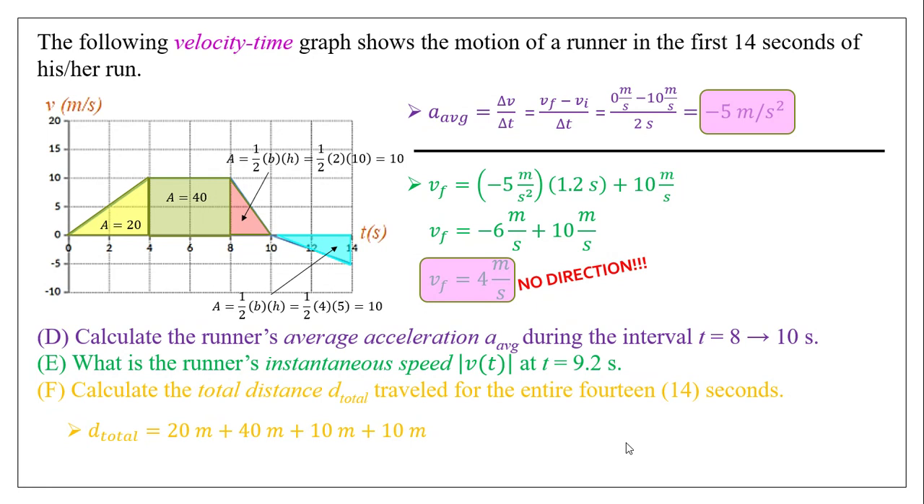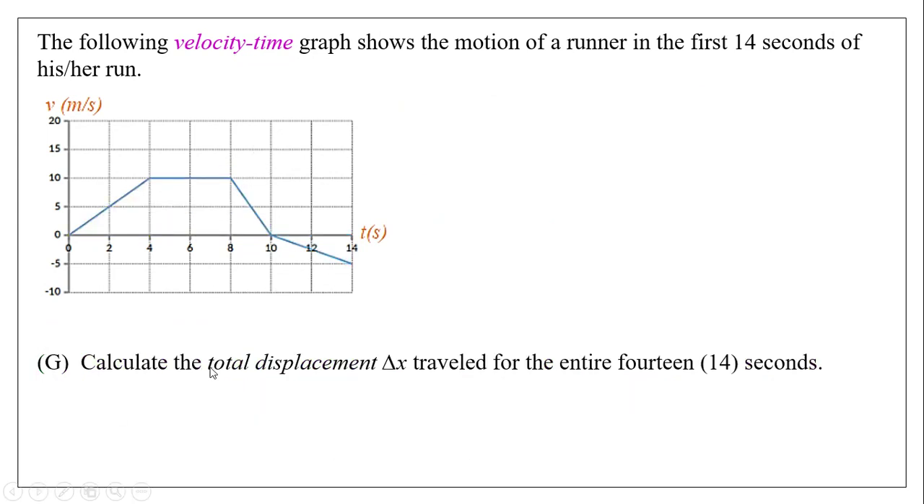All right, let's do part G. Part G asks us to calculate the total displacement traveled for the entire 14 seconds. Total displacement is a vector.